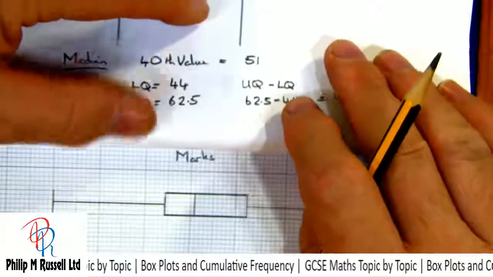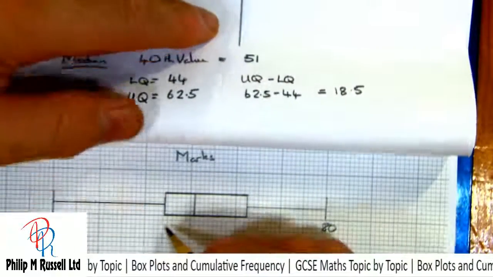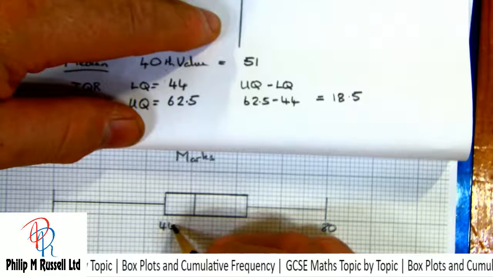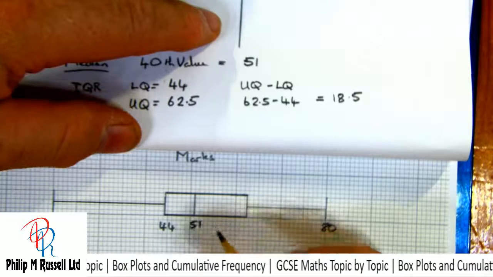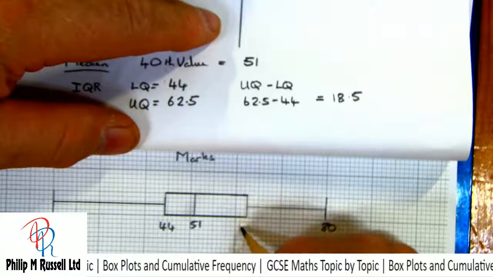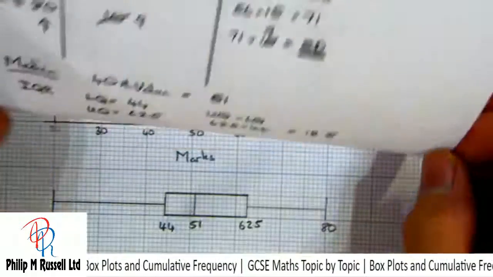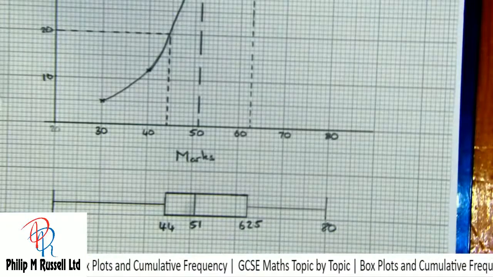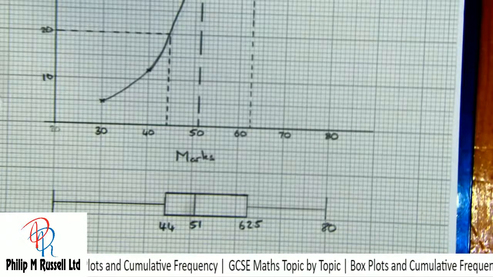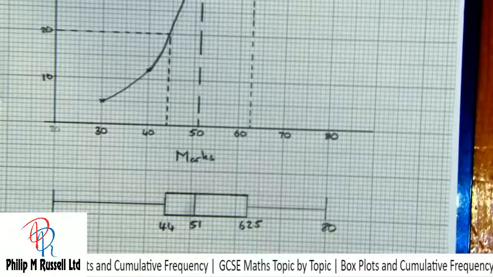And I can mark in from my answers that I had before. I can put in my numbers of 44, 51 and 62.5 if I want to make life easy for people to read what they are. So there's a box plot.